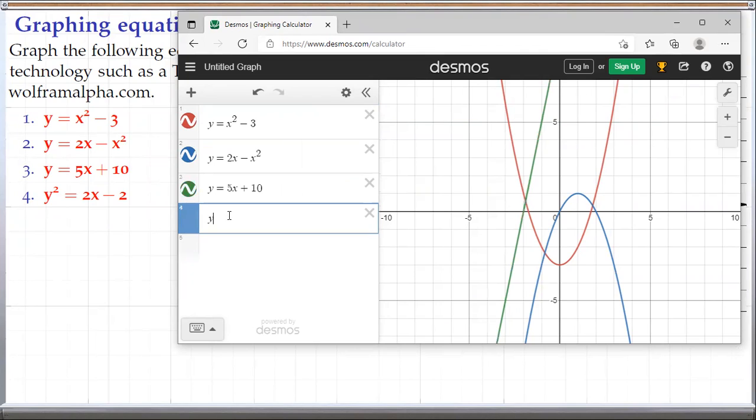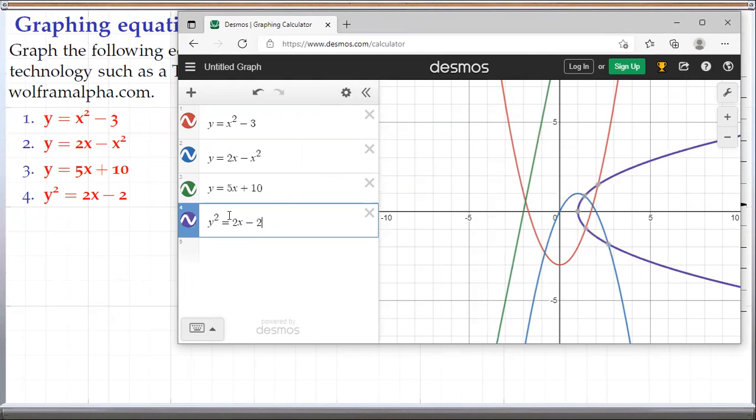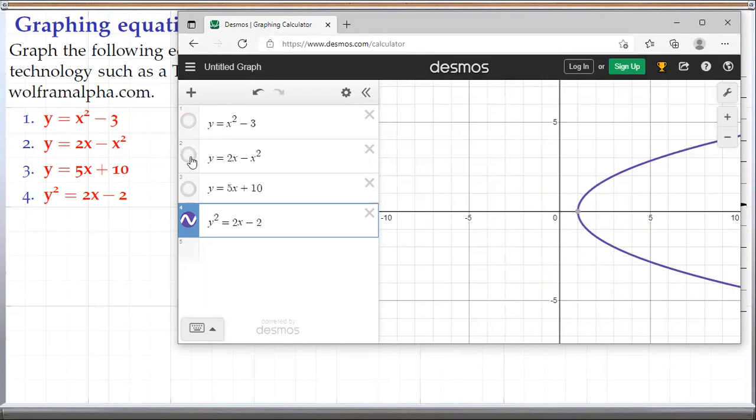And the last one we have here is y squared equals 2x minus 2. So we got all 4 graphs in the same axis here. And if you don't want to display any of them, you can just uncheck over here. So that one goes away. If you want this one also to go away, click on that. If you like this one also to go away, click on that.